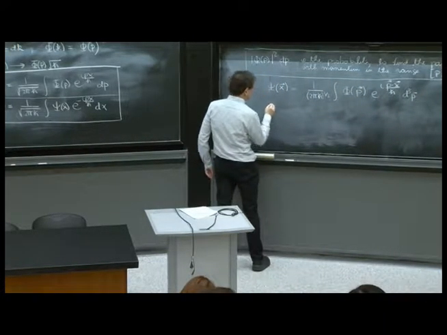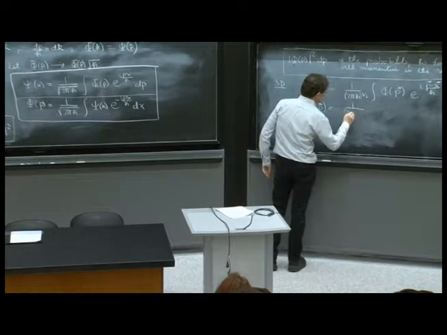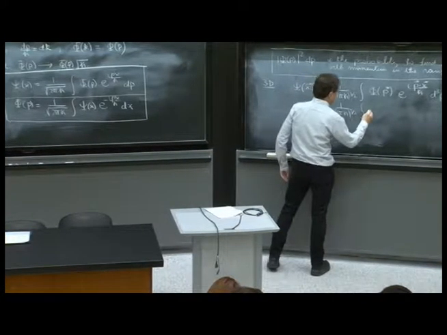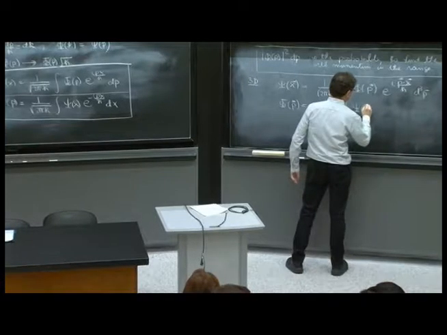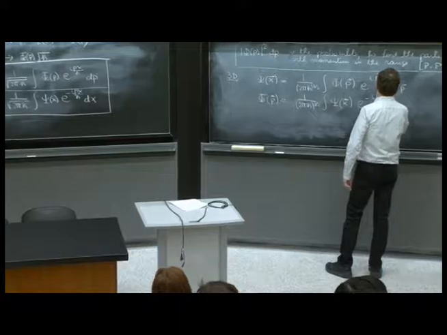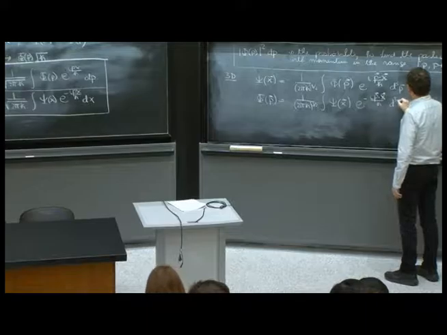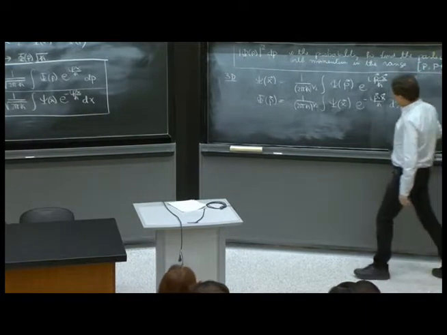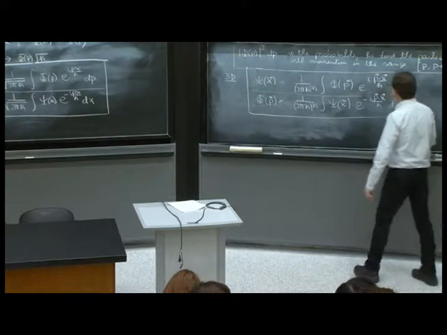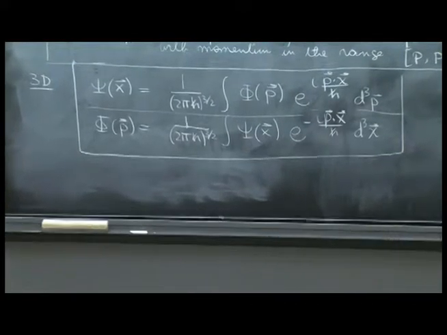and phi of vector p, the inverse theorem, same factor. We keep the nice symmetry between x and p. Psi of x vector, negative exponent, same dot product but negative exponent, d cube x. So these are the three-dimensional versions of your x versus p.